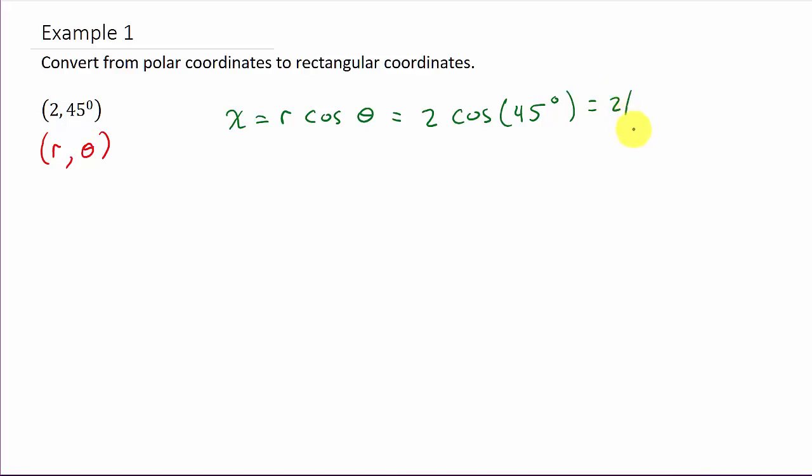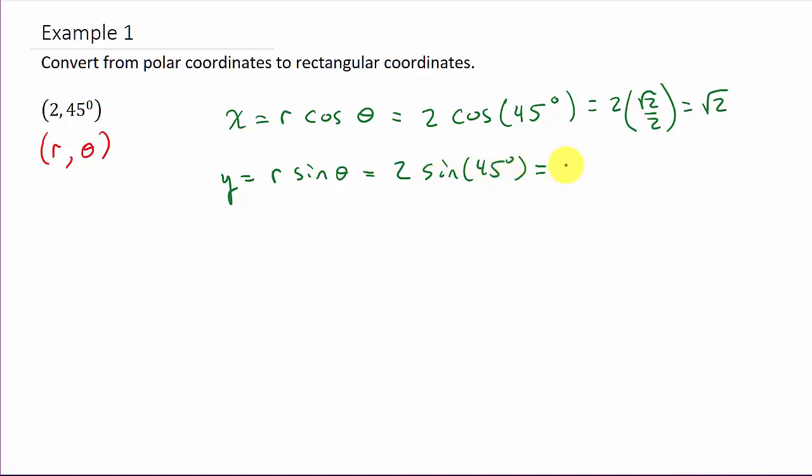And so we get 2 times, and then this is one of the special angles you should know. Cosine of 45 degrees, that's square root of 2 over 2. And so we can see the 2's cancel, so I have square root of 2. And then the same thing for y, that's r times sine theta. And so this is going to be 2 times the sine of 45 degrees, which is 2 times square root of 2 over 2.